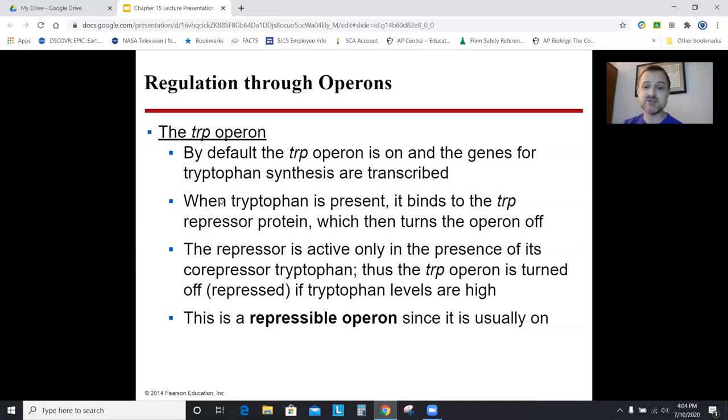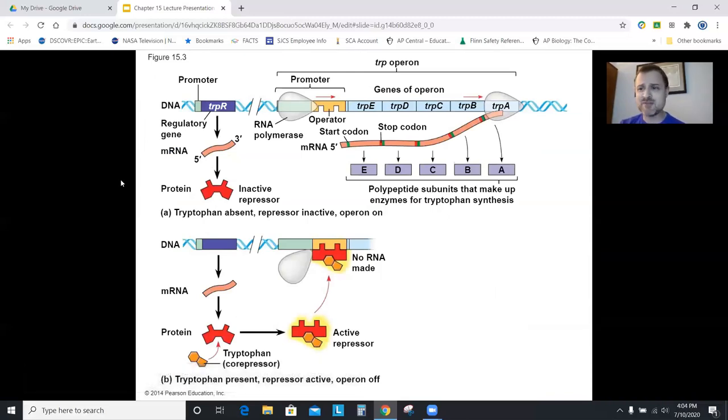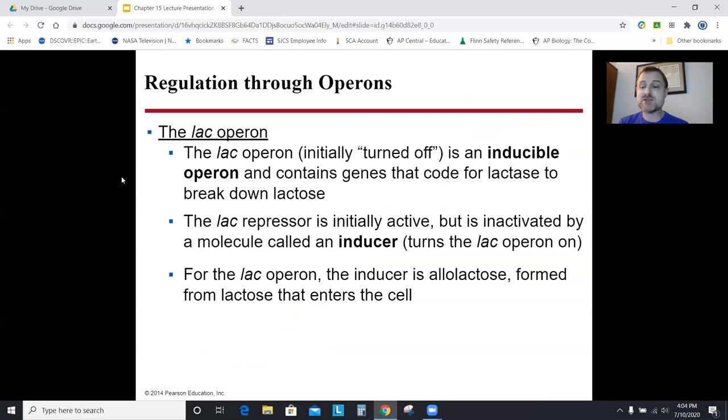So what I suggest you do is read through these words, pause the video at some point, and look at this diagram. You would never have to draw this diagram from scratch, but if the AP exam gave it to you or asked you questions about it, you should understand it. So that was one example.